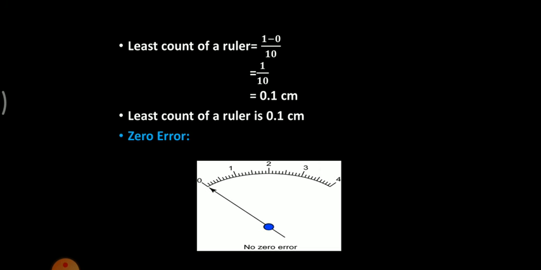Now, same thing that I told you: the least count of a ruler is the difference, 1 minus 0, upon the number of small divisions, that are 10. 1 minus 0 is 1, upon 10, it would be 0.1 centimeter. So the least count of a ruler is 0.1 centimeter.